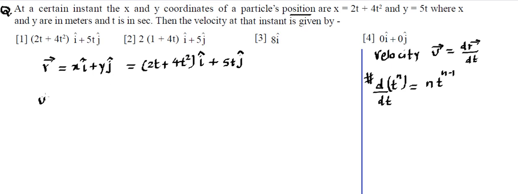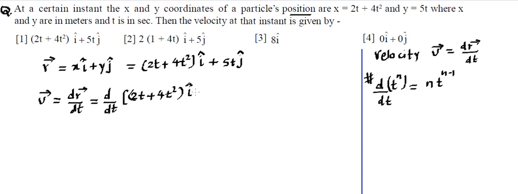Now velocity, so we will be writing the velocity is going to be dr by dt, dr vector divided by dt. Now we are writing this d upon dt on r, so we can place the value of r. D upon dt of r is given as this number, which is 2t plus 4t square i cap, so that's the first term, plus 5t j cap.